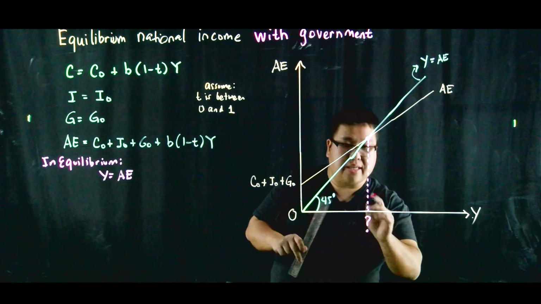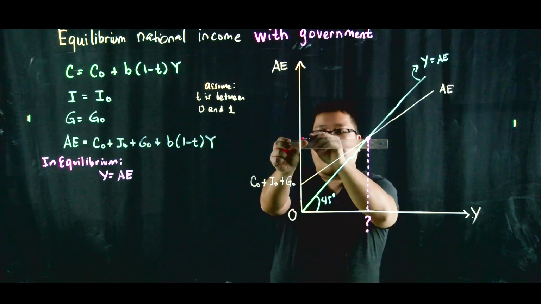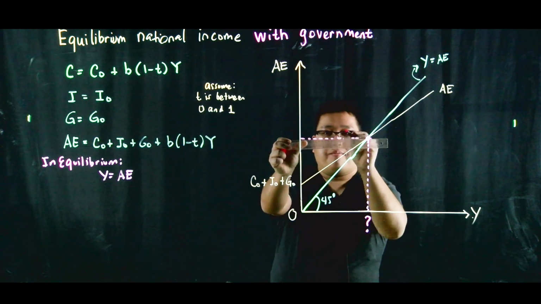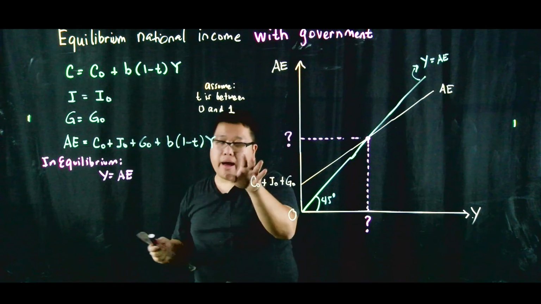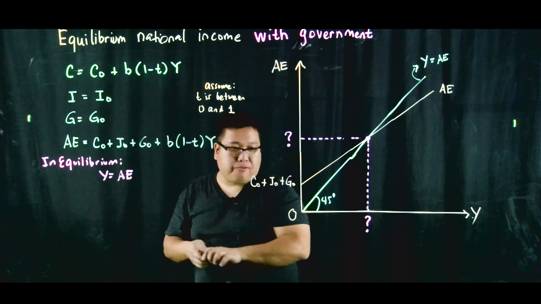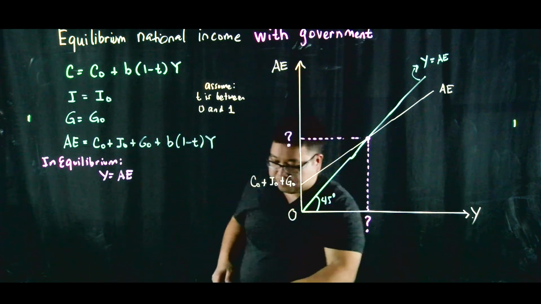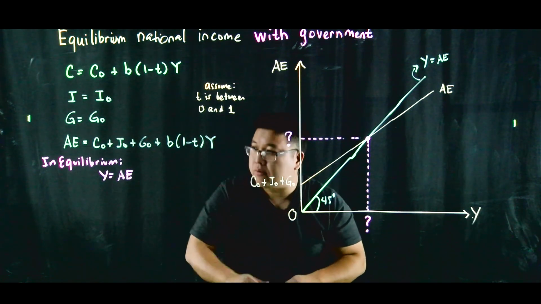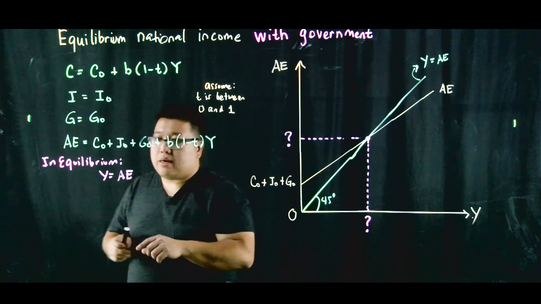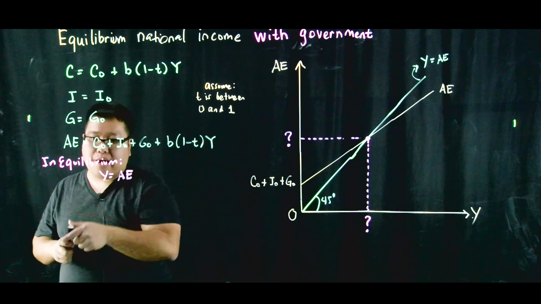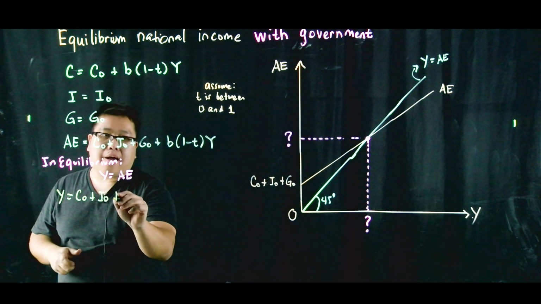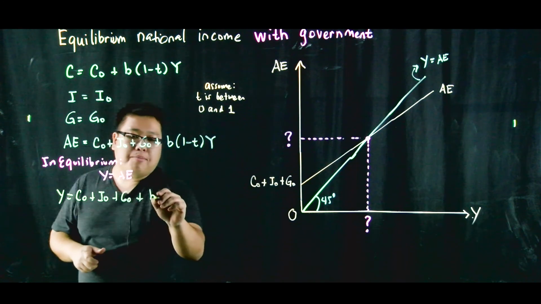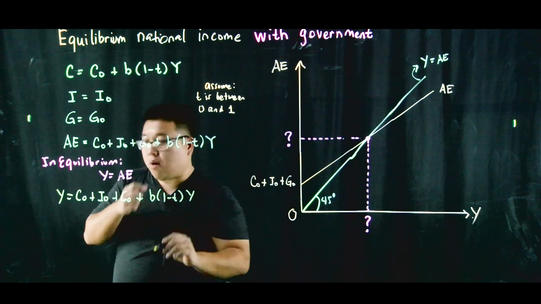We don't know what this is, and also this guy right here, we don't know what this is. So using algebra, we're going to come up with an expression for equilibrium national income. Let's do that here. We know that Y equals AE, so we simply sub in Y over here. So we get Y equals C plus I plus G plus b(1 minus t) times Y.